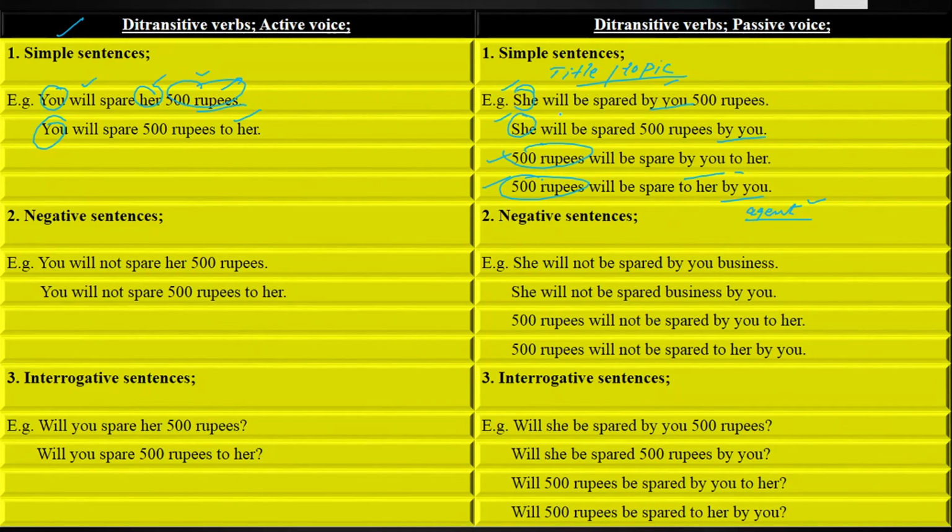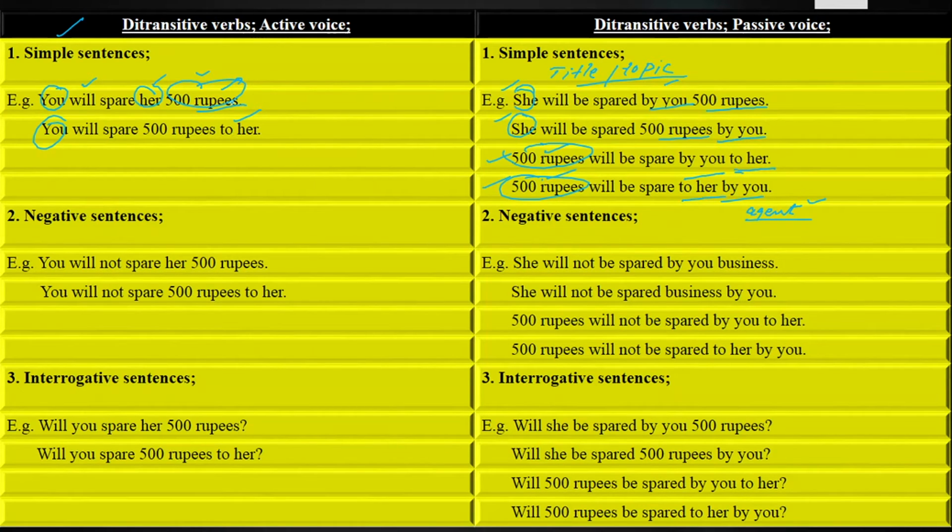And when you bring the indirect object at the beginning in the first and second sentence, like "she", so "by you" comes at the end, "500 rupees" at the end; in the second way, "500 rupees" at the beginning, "by you" at the end. And when you bring the direct object, the non-living, at the beginning in the third and fourth sentence, "by you" comes at the beginning, "to her" at the end, "to her" at the beginning, "by you" at the end.